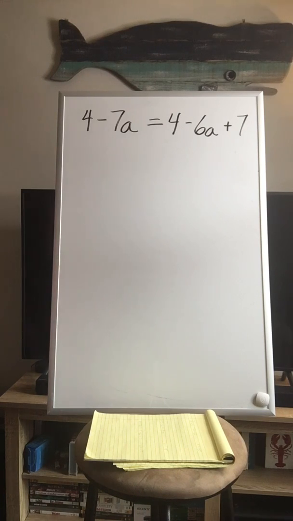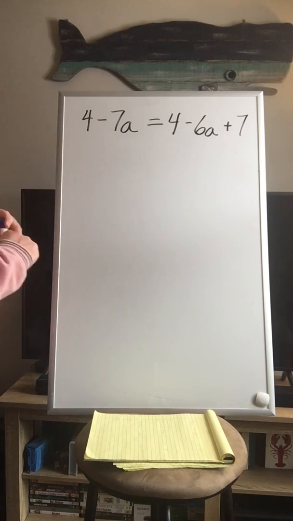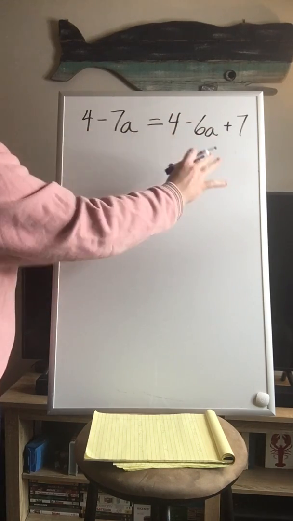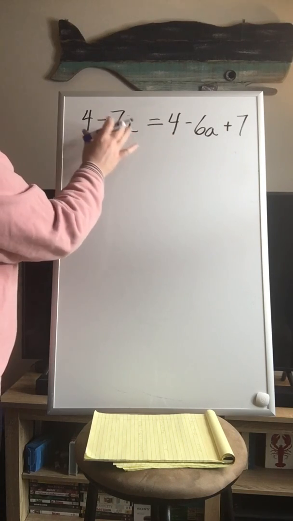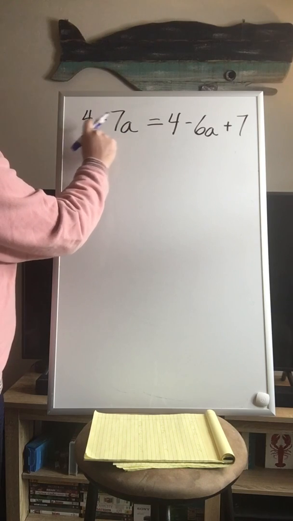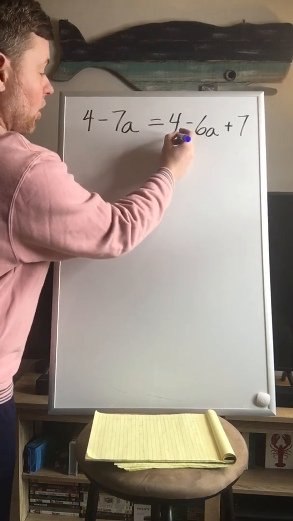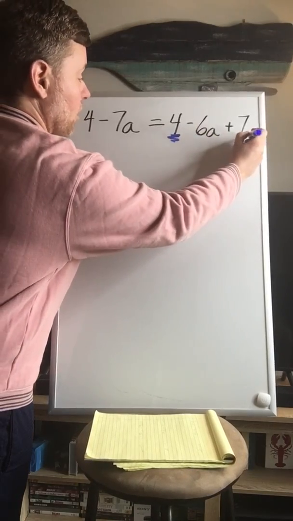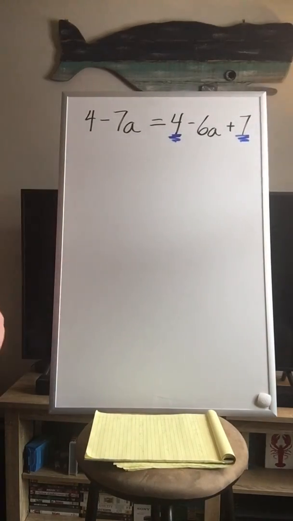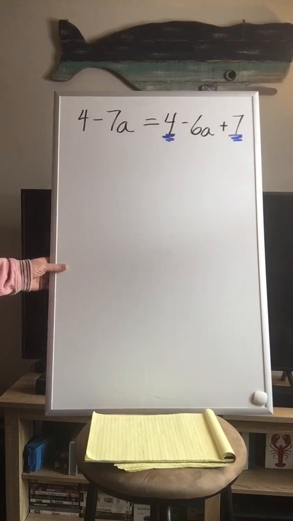Okay, folks, hopefully you gave that a try. Now let's take a look at the answer. I said there was a little trick. It's not really a trick, but what you want to do before you start moving things from one side to another is make sure that you have everything combined on each side. And here we do. We can't combine the 4 and the minus 7a because they're different terms. But here, on this side, we can combine the 4 and the 7, right? So before we start moving anything across the equal sign, we want to combine that 4 and the 7.